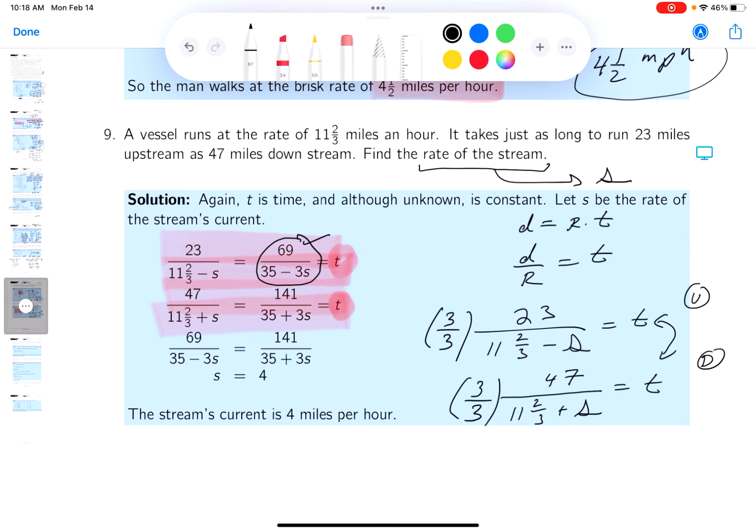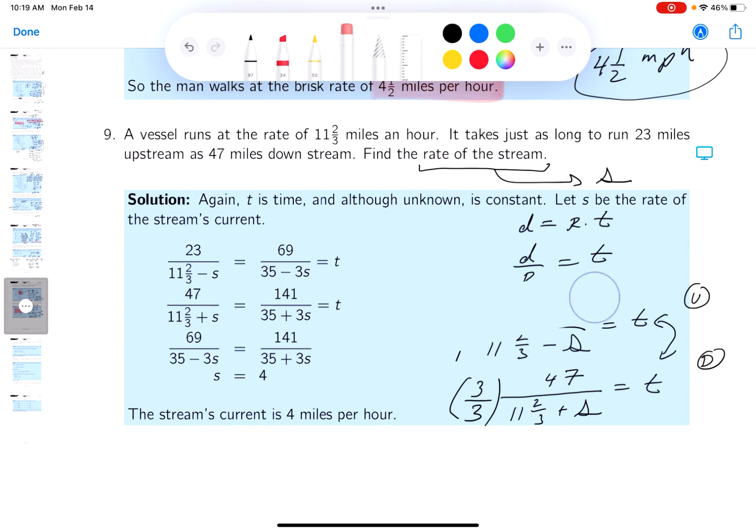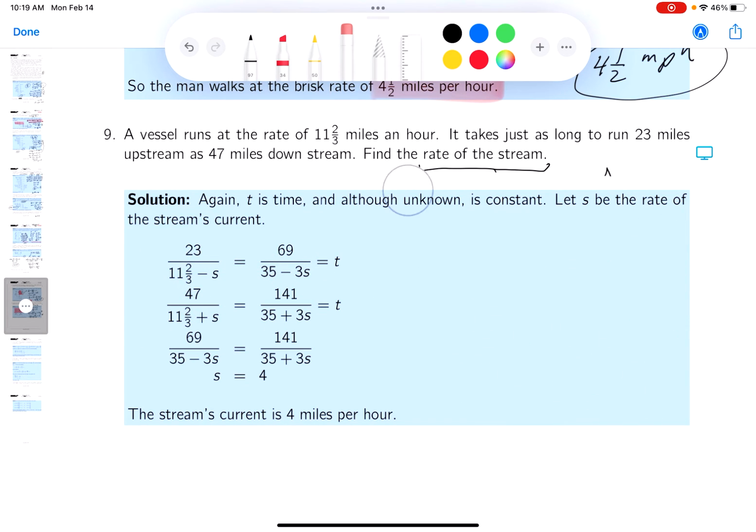3 times 47, 120 and 21, 141. I see that. And the bottom, almost the same. It's just 35 plus 3s. So I'm pretty comfortable with what's written over here. Now what do I have to do? I have to solve for s. I'm going to write it down for you.